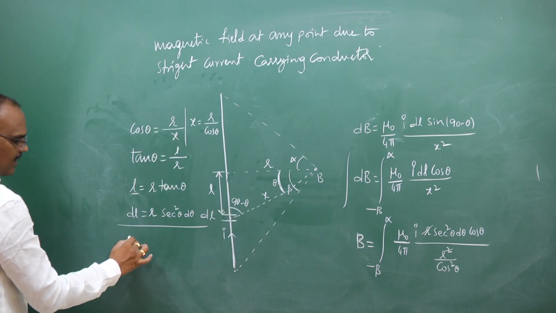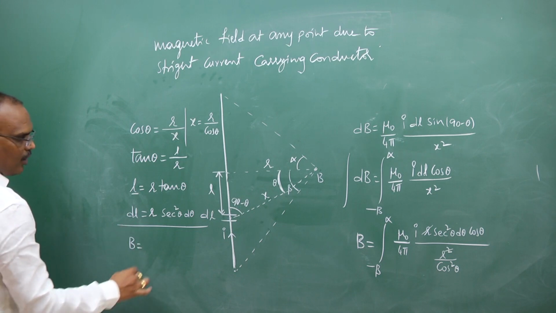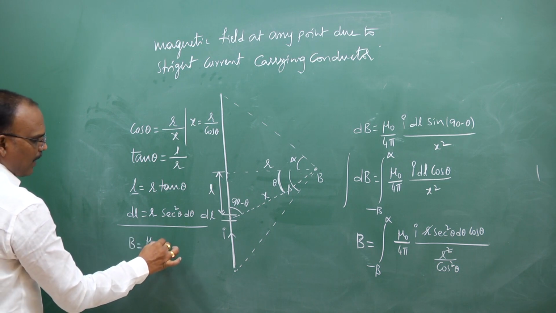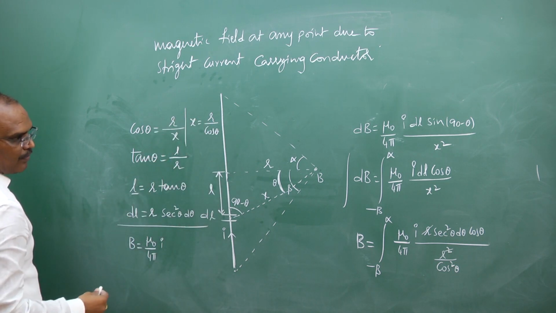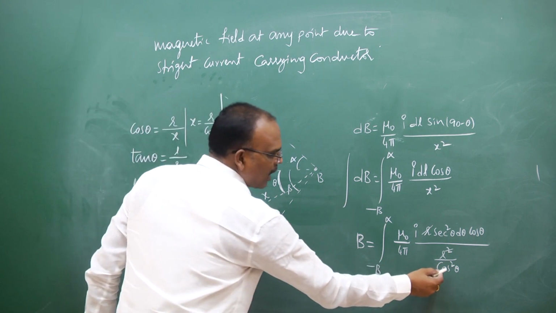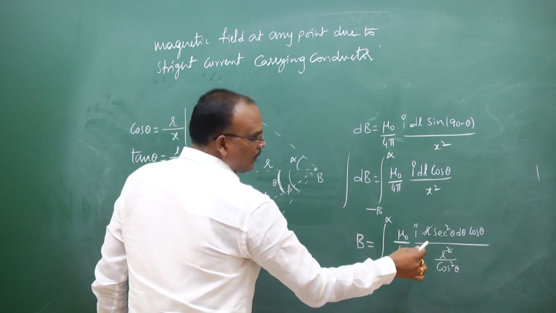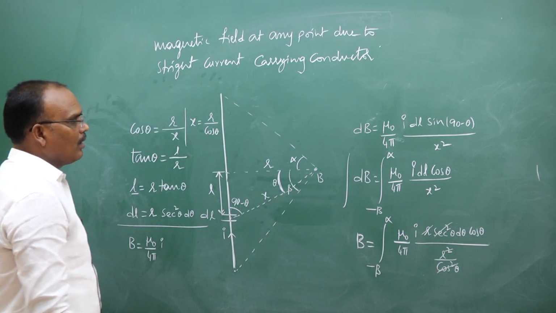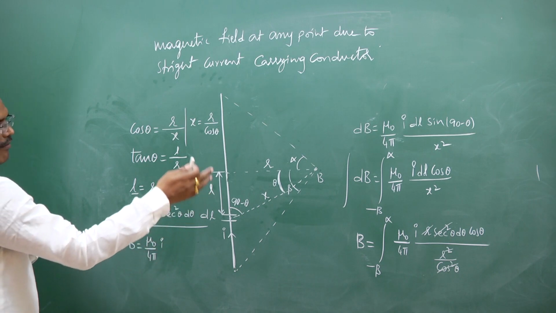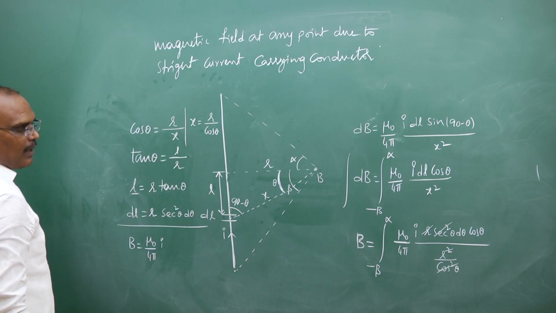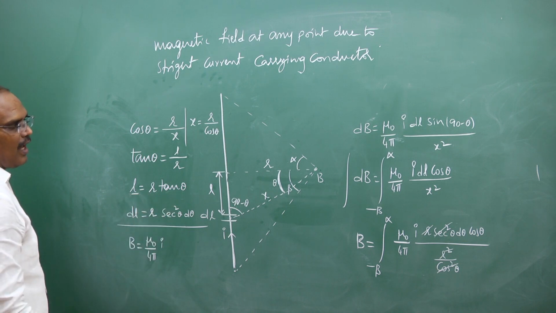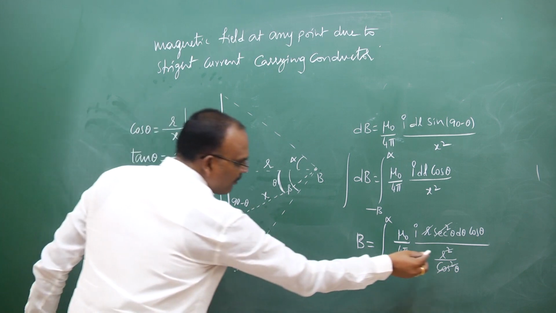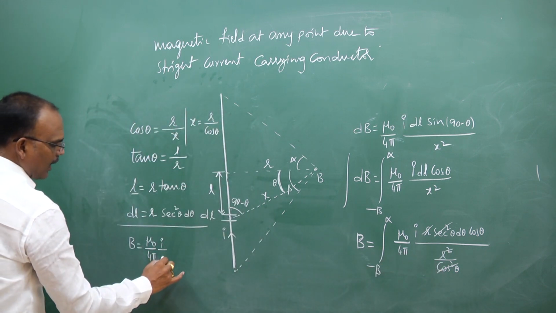Now I am going to take the constants outside. Magnetic field B is equal to mu naught by 4 pi, the proportionality constant. The current passing through the conductor remains the same, and here you see cos square theta goes here. Secant square and cos square are reciprocal, so cos square theta can be written as 1 by secant square theta. Those two get cancelled out. And what we are left with, we have one more r also taken outside.